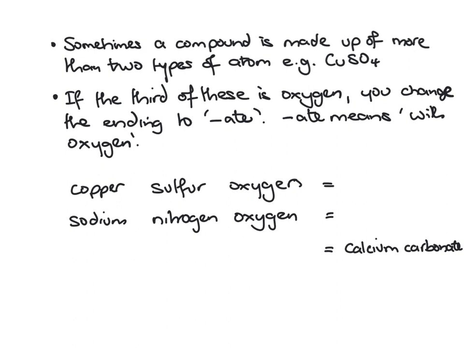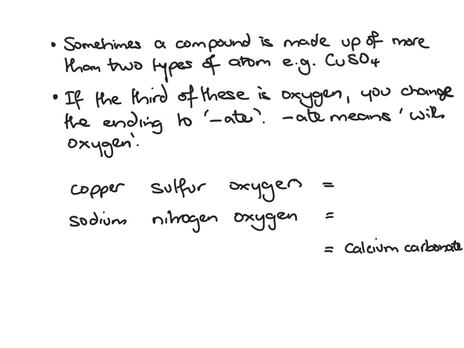Sometimes compounds contain more than two types of atom. So we've got an example there, CuSO4. There we've got copper and sulfur and oxygen. When that's the case, if the third type of atom is oxygen, then you change the ending to "ate". On the previous slide we were looking at changing the ending to "ide". In this one we're looking at changing the ending to "ate", and that "ate" means with oxygen. So if you ever see the name of a compound and it's got "ate" at the end of it, then that means there is oxygen present.